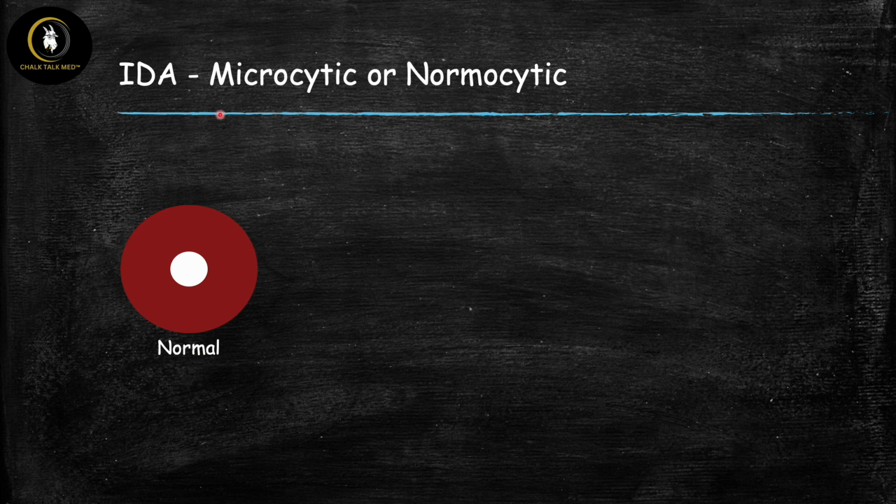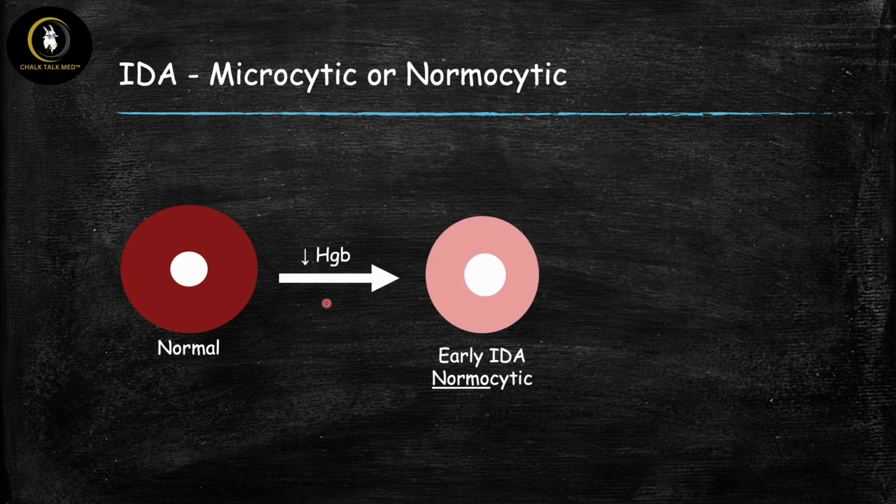But then as they begin to lose red blood cells and therefore iron, they're going to decrease synthesis of hemoglobin. And so the concentration of hemoglobin inside the red blood cell decreases, but the cell size remains the same. So in early iron deficiency anemia, the hemoglobin is down, but the red blood cell size initially remains in that normal 80 to 100 range. So early iron deficiency anemia is normocytic.